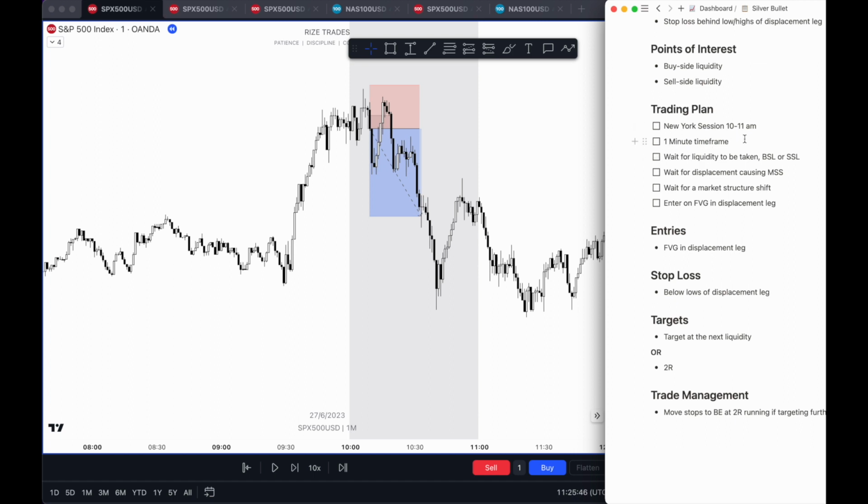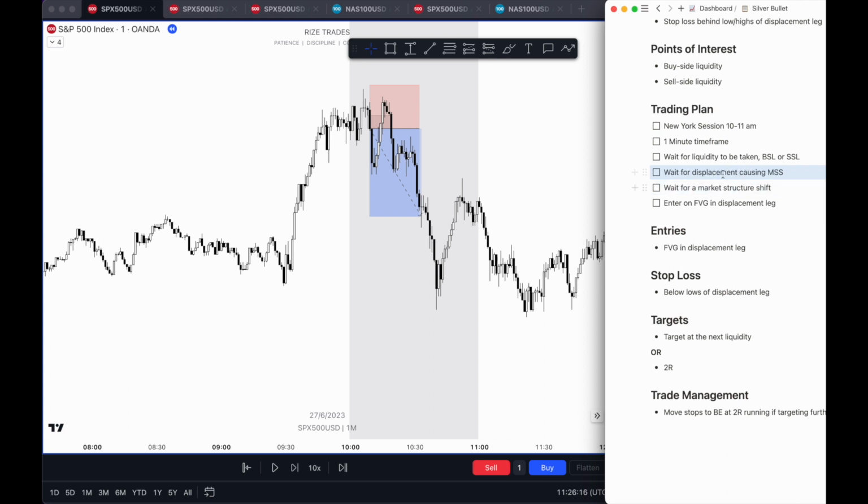So essentially what we want to do is wait for liquidity to be taken, either buy side or sell side, and then we want to wait for displacement, which causes a market structure shift. Again, I go into detail of what I class as a market structure shift within my community and within my rules. It's not the same as everyone else online. I have a very simple way of looking at it. I try and keep everything as mechanical as possible so it's easy to follow.